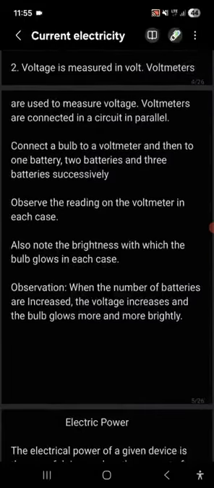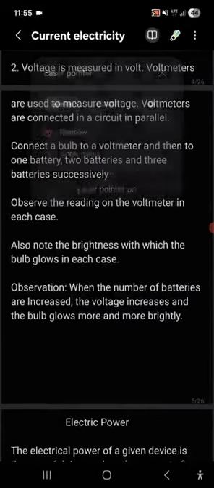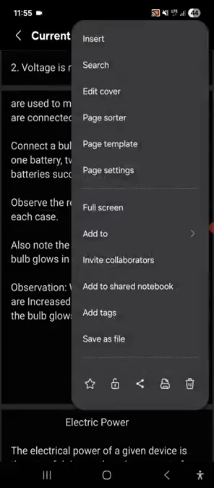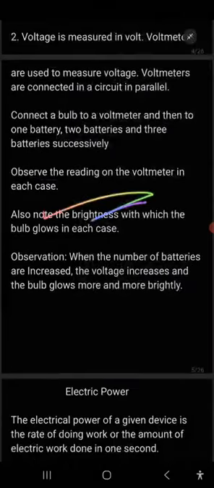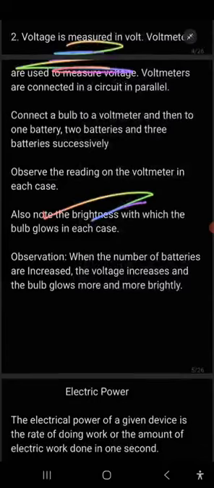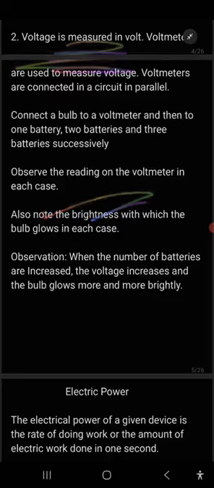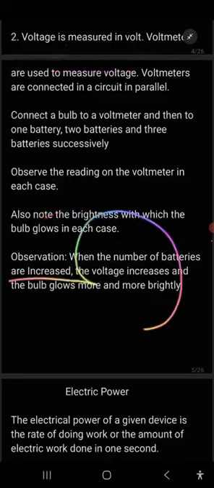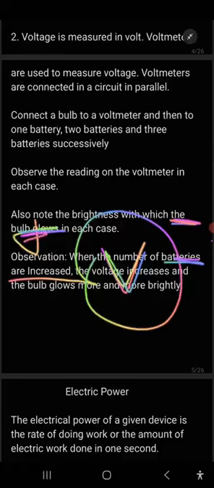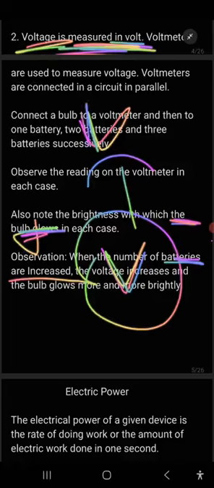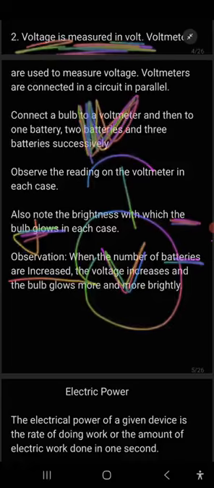Voltage, wait. Okay, voltage is measured in volts. You know how the voltage symbol looks, right? There's a circle with V in it, and then minus and plus. Voltage is measured in volts, V. Always remember that, okay?